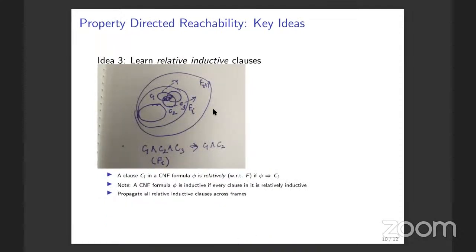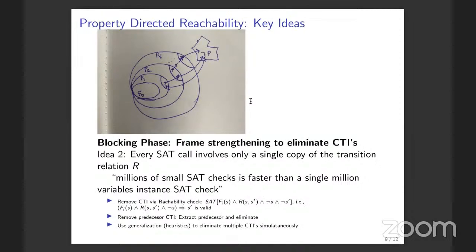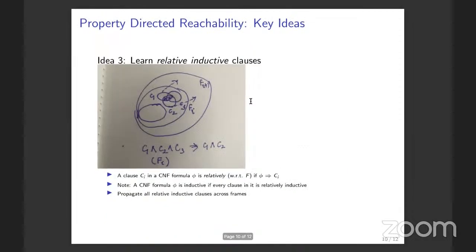But the critical, this is the third idea that it uses. The first two ideas I've already mentioned, so I won't repeat. This is the critical idea. This is where it learns something called relative inductiveness.